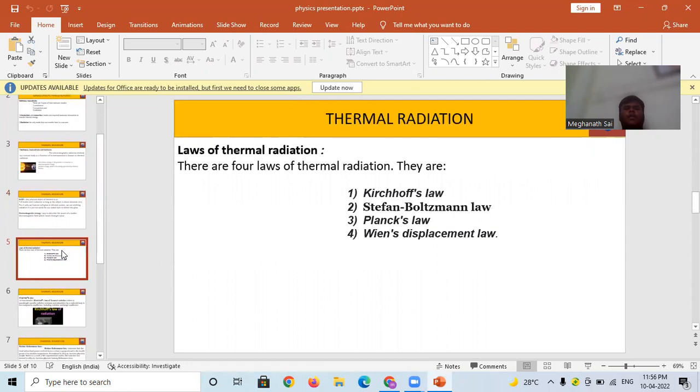Laws of thermal radiation. There are four laws of thermal radiation. They are Kirchhoff's law, Stefan-Boltzmann law, Planck's law, and Wien's displacement law. So these four laws explain the thermal radiation.